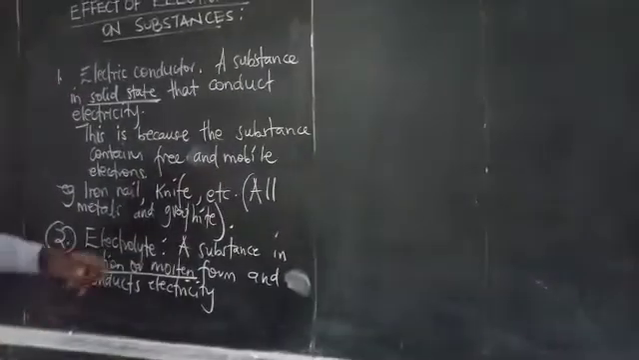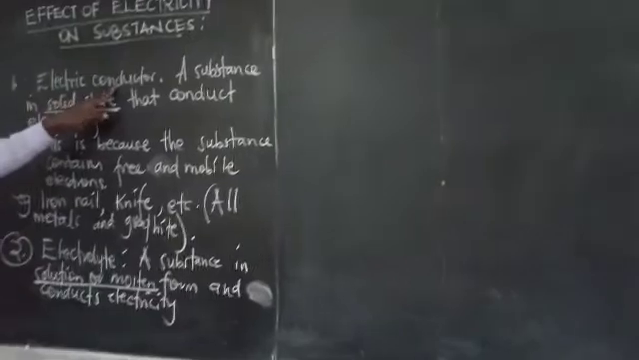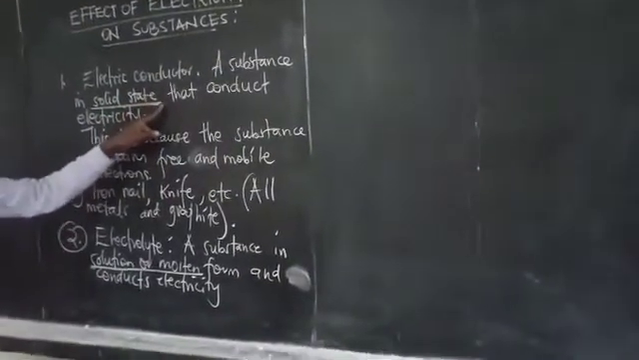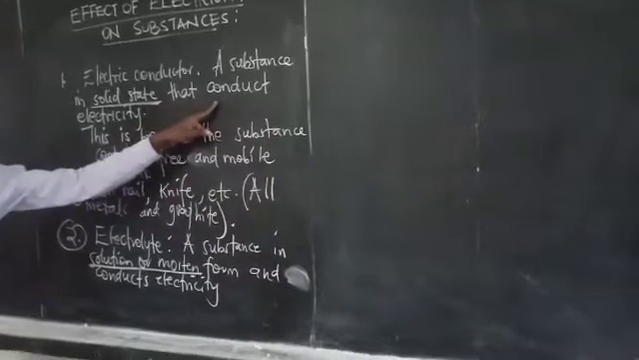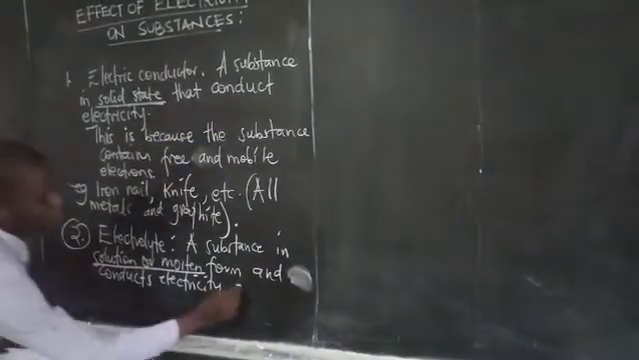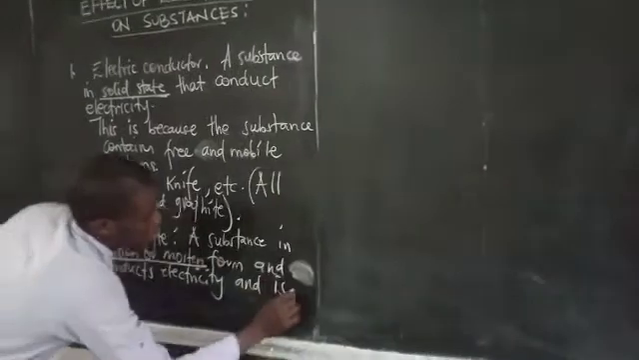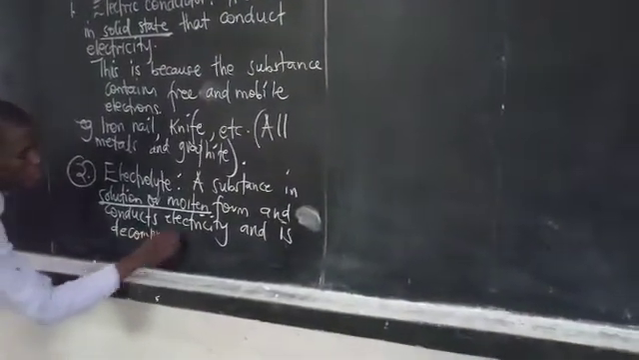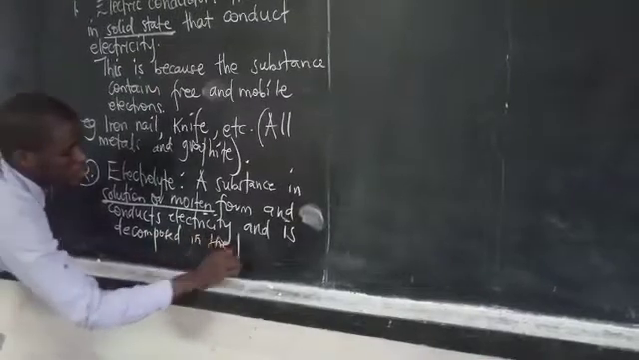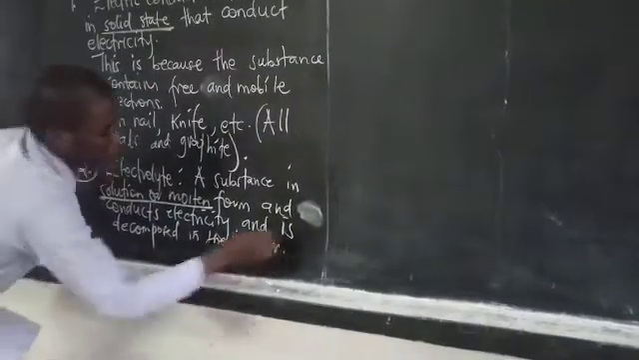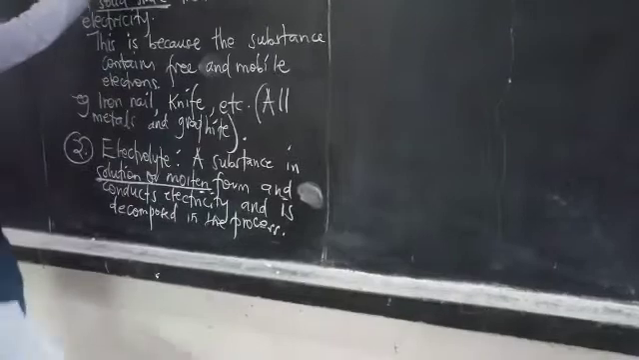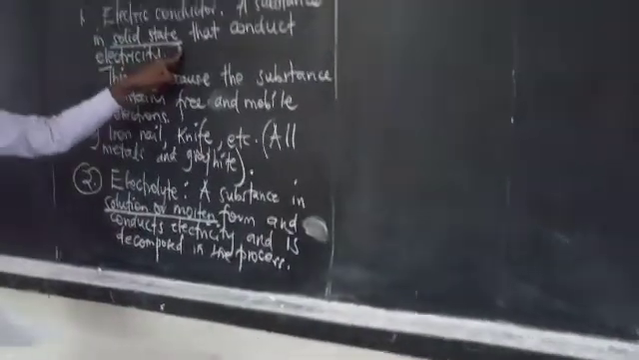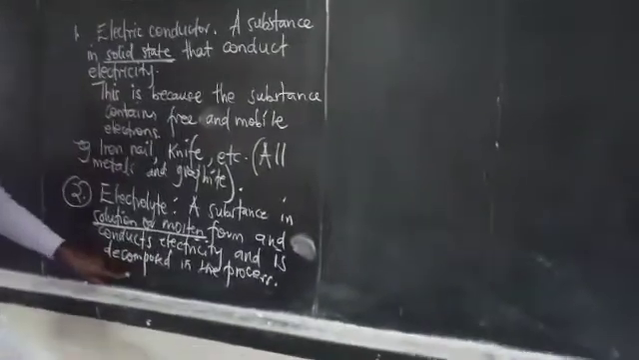In fact, when a conductor allows electricity to pass through it in the solid state, it does not change, it remains the way it is. But this one is decomposed in the process. This is why we are looking at the effect of electricity on substances. Some substances don't change, but others get decomposed.